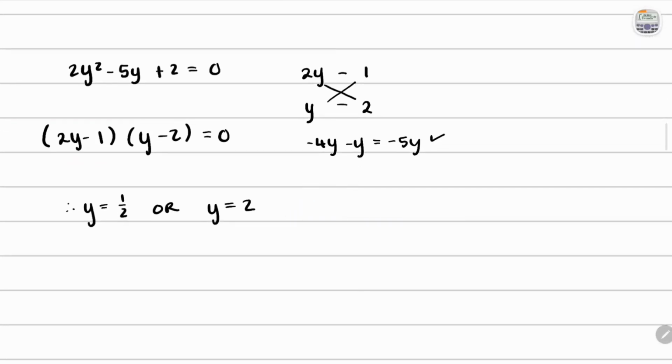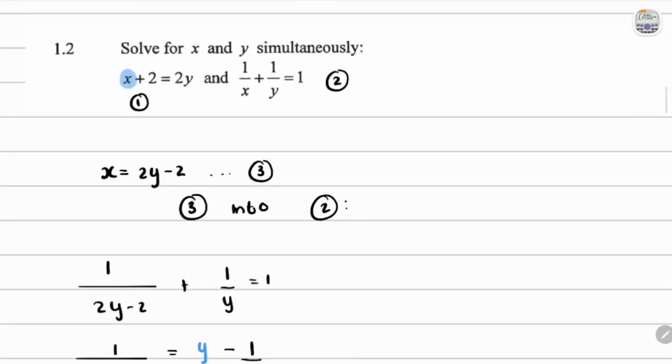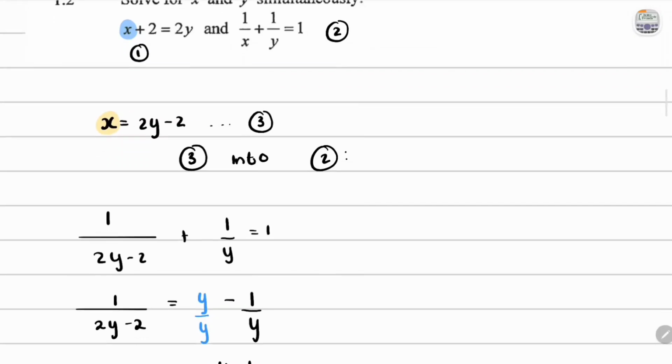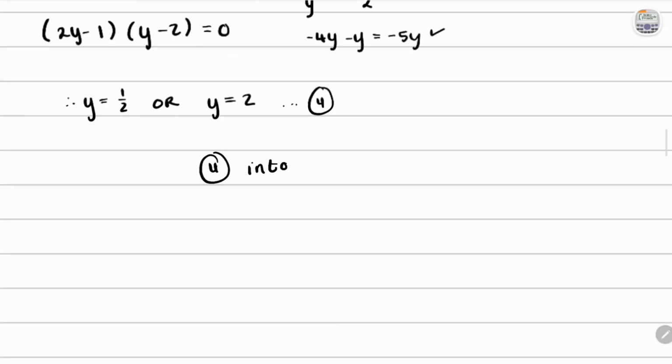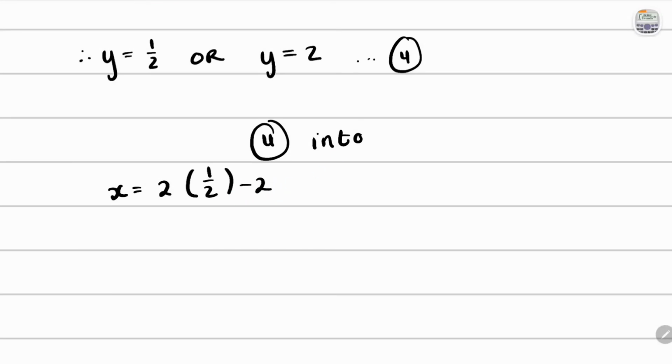And now we can solve for x. So you can call this equation 4. And to solve for x, we'll substitute equation 4 into the equation that has x as a subject. So that would be equation number 3. That's the one with x as a subject. So x is equal to 2y minus 2. And so this is x equals 2y, and y here first is a half, minus 2.